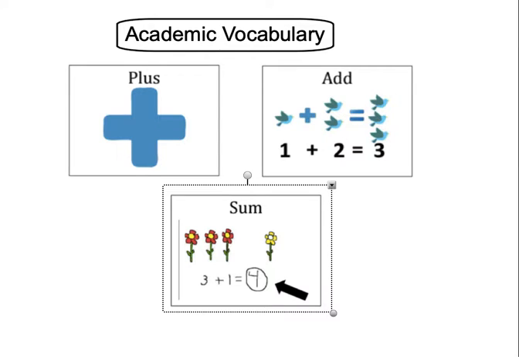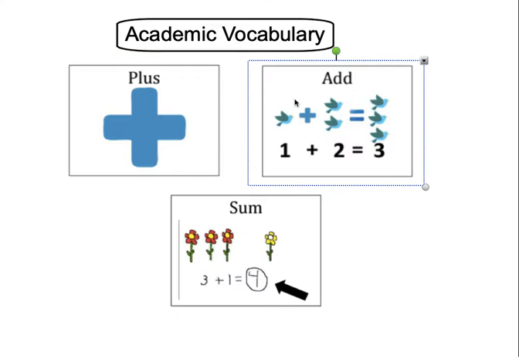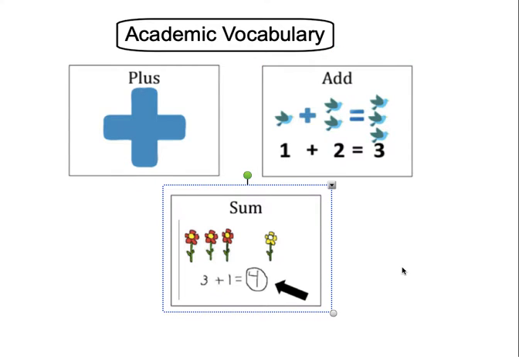Before we get started, let's go over some of our academic vocabulary. So the first one is plus. The plus sign is a sign we use when we're adding, when we're putting numbers together. The next one is add. When we add, we're putting numbers together. So for instance, we have 1 plus 2. We are adding those two numbers together. The next word is sum. The sum is the total of the numbers we put together. So you see we circled 4. 3 plus 1 equals 4. 4 is our sum.